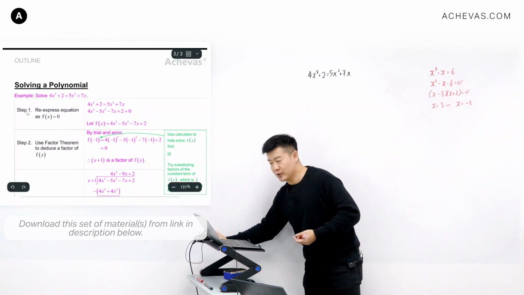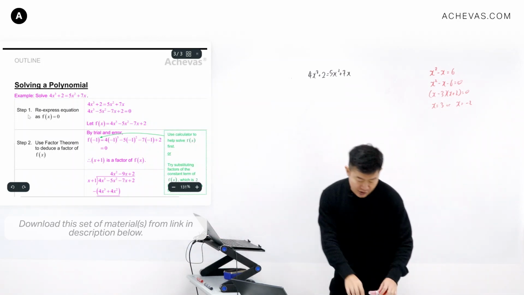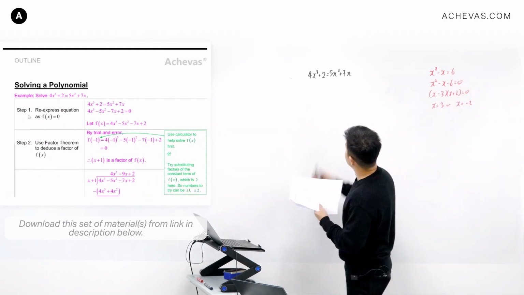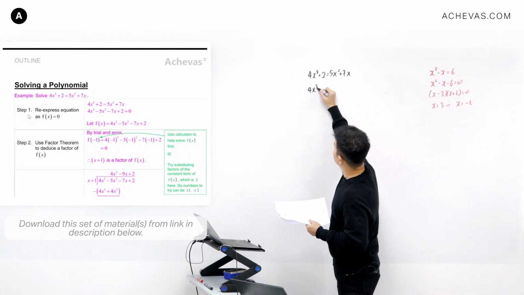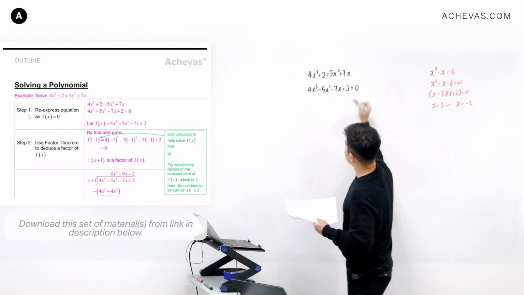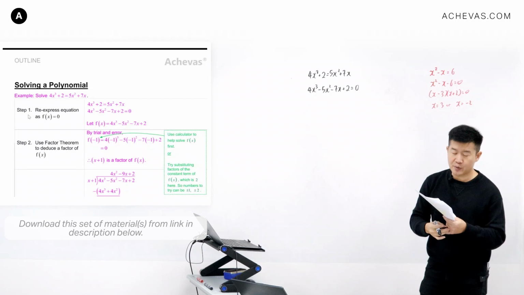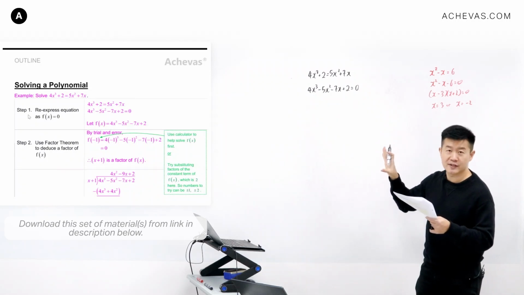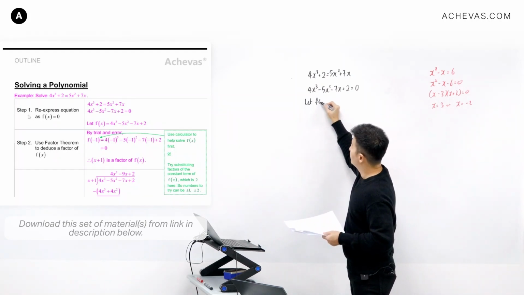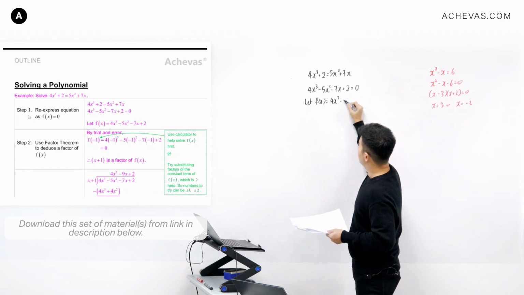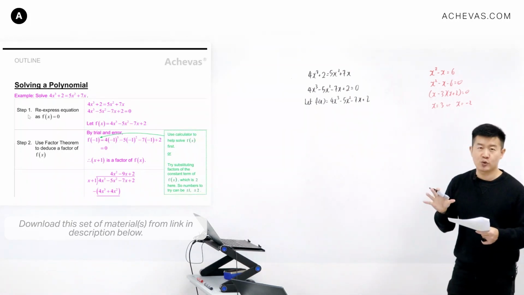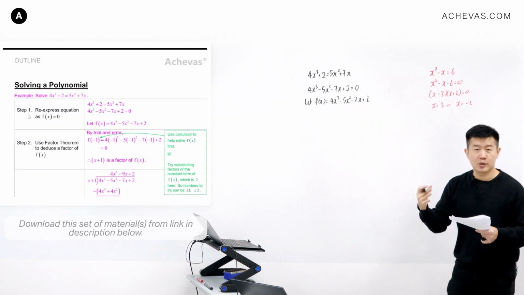The first thing that we are going to do, step 1, is to re-express this so that one side of the polynomial is equal to 0. So I'm going to shift everything over to the left-hand side: minus 5x squared minus 7x plus 2. This is equal to 0, step 1. And I'm going to let the expression on the non-zero side be equal to a function, in this case f(x). So I'm going to let f(x) be equal to 4x to the power 3 minus 5x squared minus 7x plus 2.